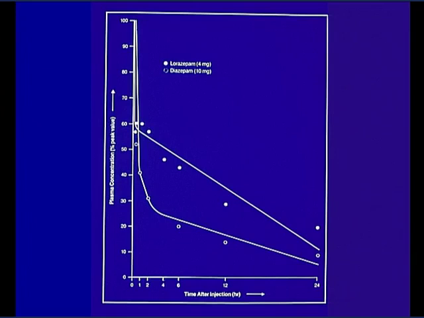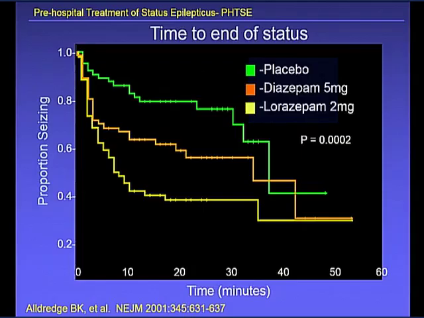Lorazepam is going to come into effect just a little slower because it's not as lipophilic, but it's going to last longer until you get another anticonvulsant on board. The first drug you choose is going to be a benzodiazepine, which is why phenytoin was not the first drug of choice when you're dealing with an acute seizure. It's going to be a benzo. This is showing, in the pre-hospital treatment of status epilepticus study by Alldredge, placebo, the proportion seizing, doing nothing, they're going to still be seizing, which makes sense. Diazepam worked, but lorazepam worked for a longer effect. So you want to use lorazepam.